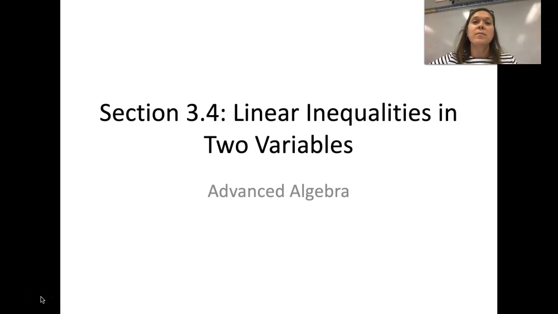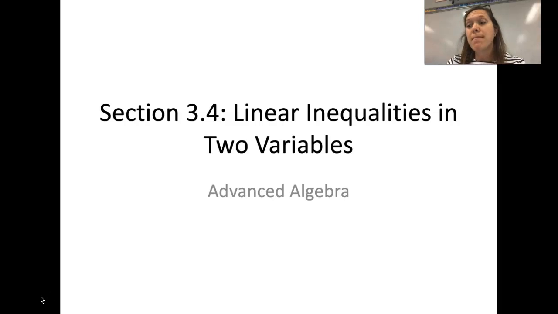Hi everyone, welcome to your notes for section 3.4, which is getting into linear inequalities in two variables. In today's lesson, we're going to be moving away from linear equations to linear inequalities.